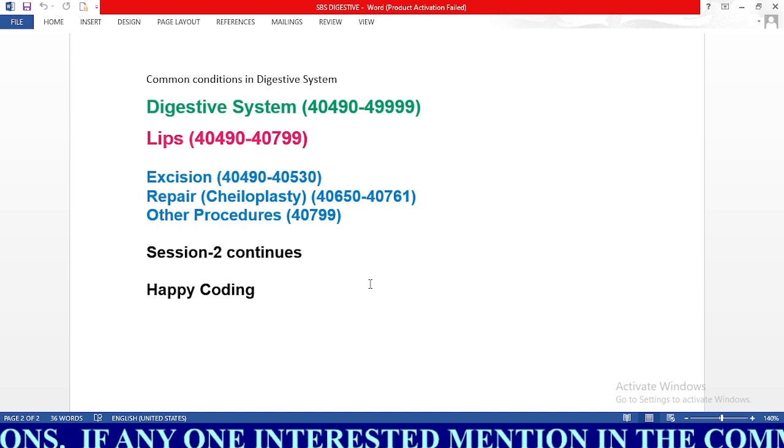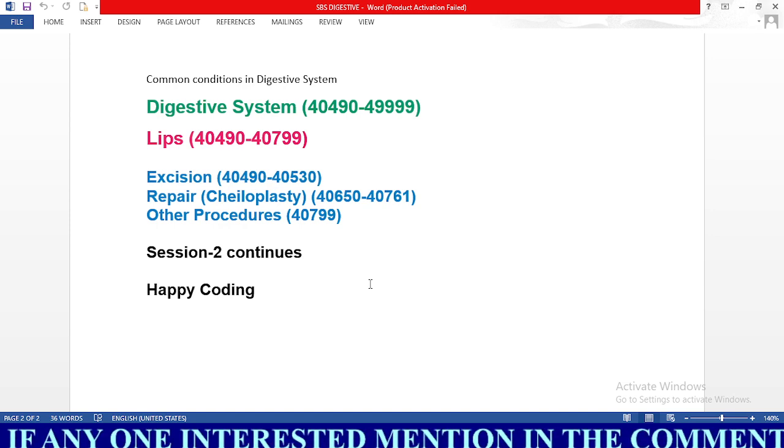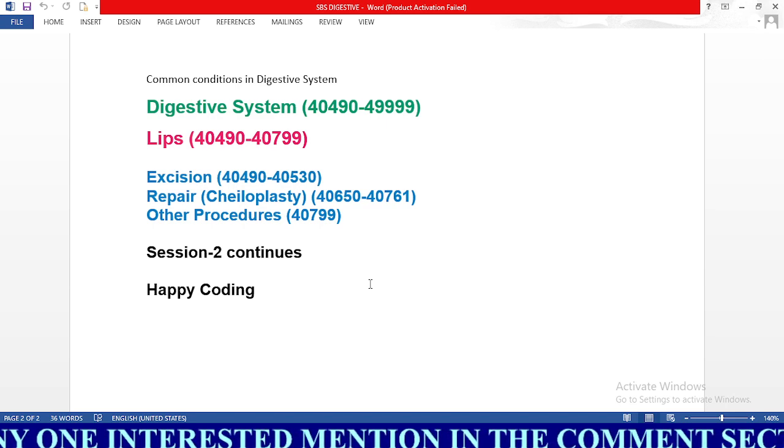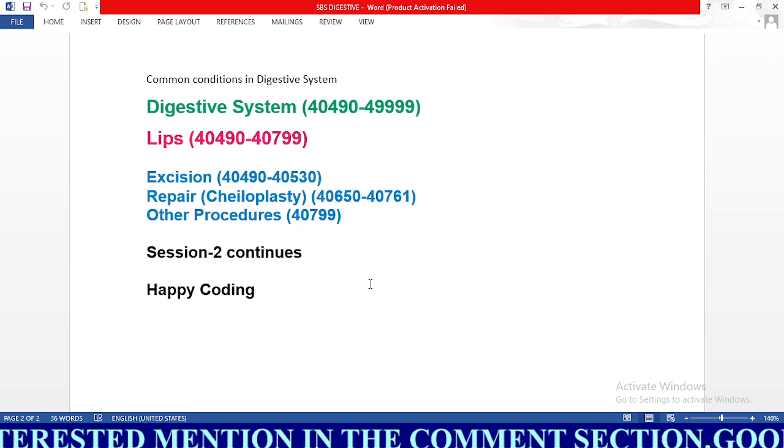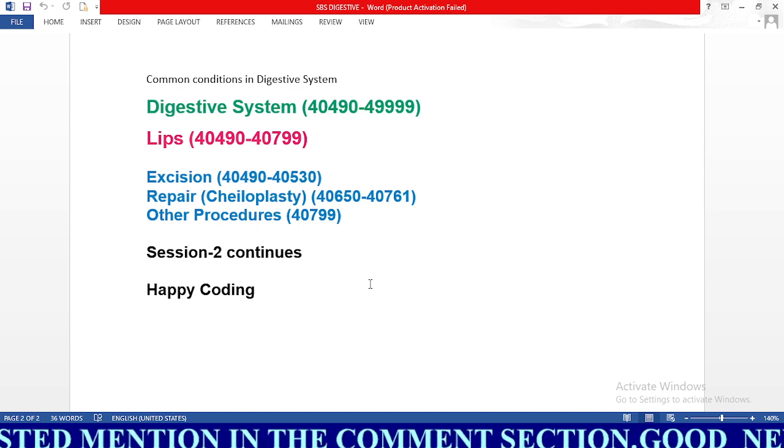And we have other procedures on the lip. So when do we use other procedures? When we don't find a code in the lip section of CPT, we need to use 40799, unlisted procedure, lip.